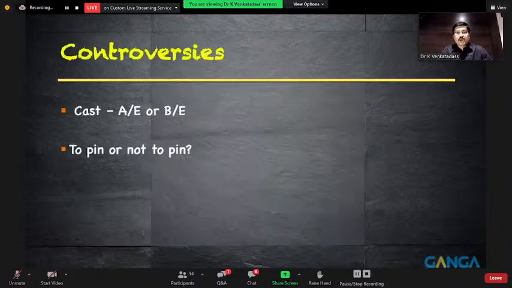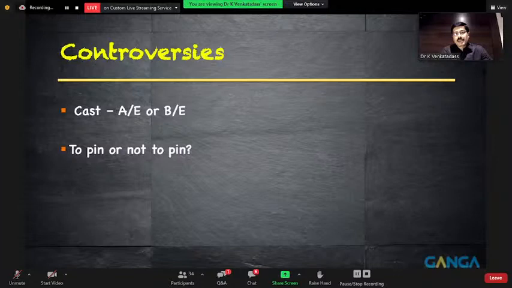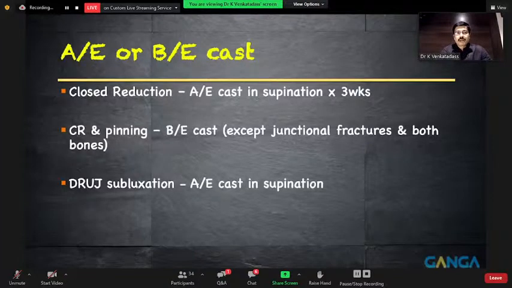Let's see some of the common controversies which we come across in managing distal radius fractures. So what cast to apply, whether an above elbow or below elbow? This is one of the common dilemmas which we have. And the second dilemma is whether to pin or not to pin. So this is what I follow personally. Whenever I do a closed reduction for distal radius fracture, just a closed reduction without pinning, I try to play safe. I put an above elbow cast in supination for 3 weeks, and after 3 weeks, I convert them into a below elbow cast and start moving the elbow.